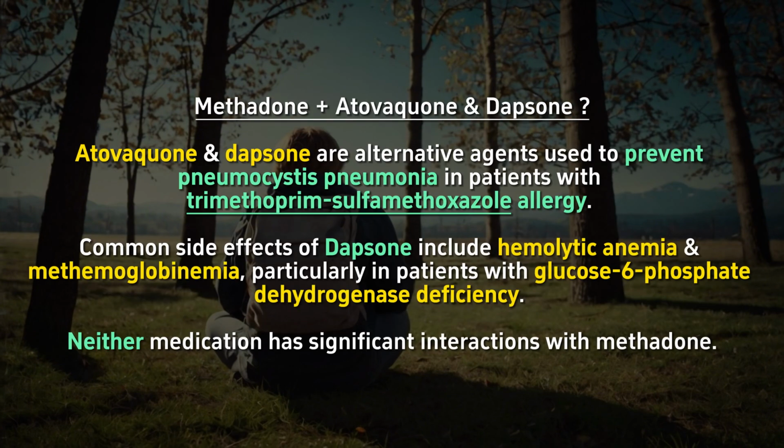Atovaquone and dapsone are alternative agents used to prevent pneumocystis pneumonia in patients with trimethoprim-sulfamethoxazole allergy. Common side effects of dapsone include hemolytic anemia and methemoglobinemia, particularly in patients with glucose-6-phosphate dehydrogenase deficiency. Neither medication has significant interactions with methadone.